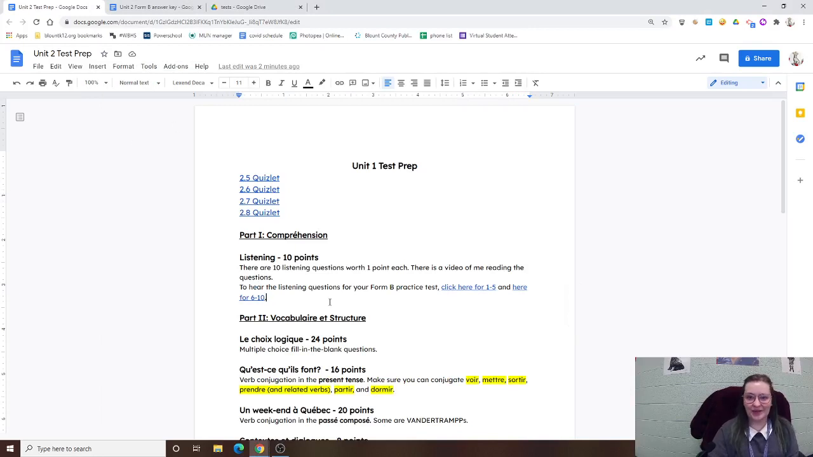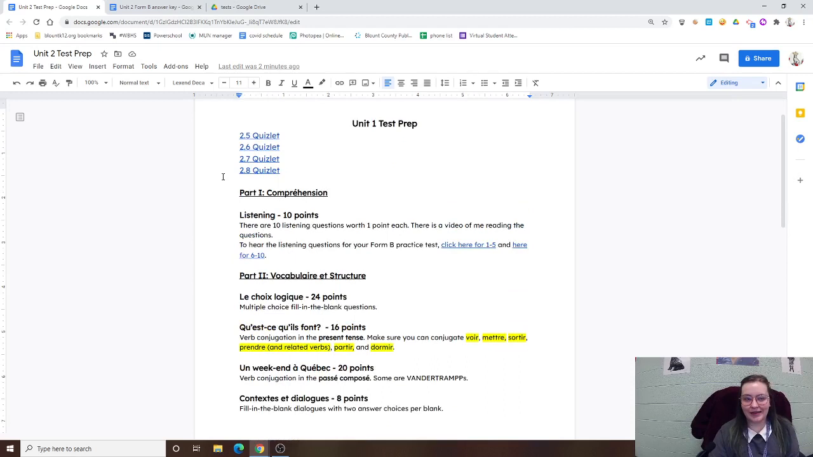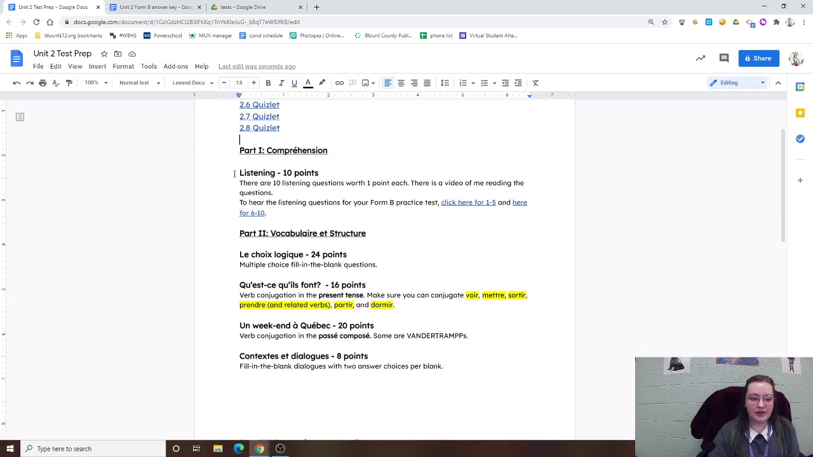Great news. We're almost done with the first quarter, quarter 3. So, I just want to walk you through this really quickly, just like I did the last time. So, here's your Unit 2 test prep document. You can see here at the top, all of your Quizlets are linked for easy access. And then we go right into the meat of our test.